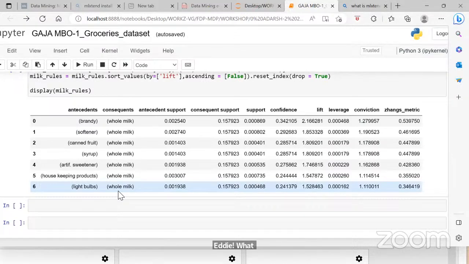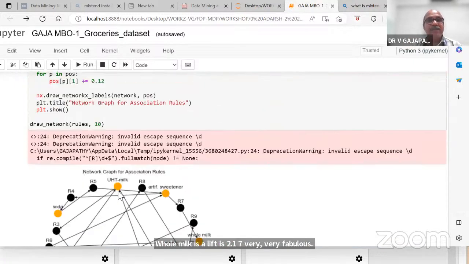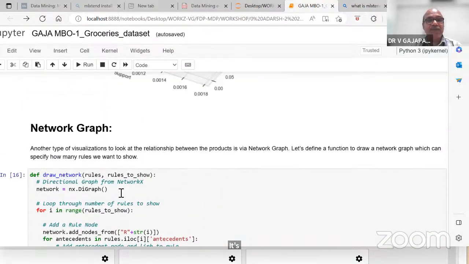Yes. So whole milk is very important to product. We have to see, because lift is more than 1.5, and particularly brandy and whole milk lift is 2.17. Very, very fabulous. It's very interesting. Okay, now this is one type of analysis we can have here.